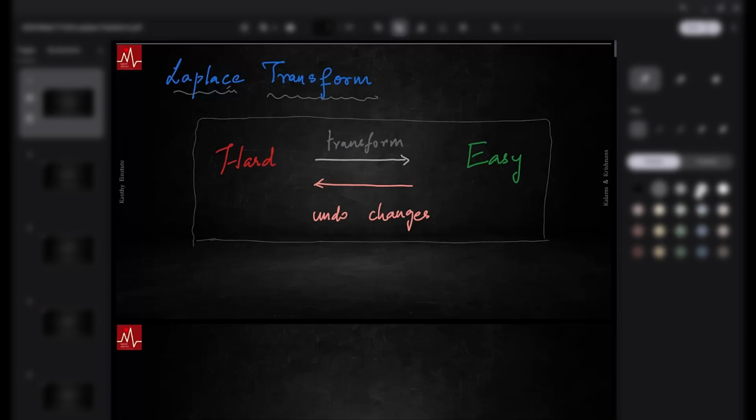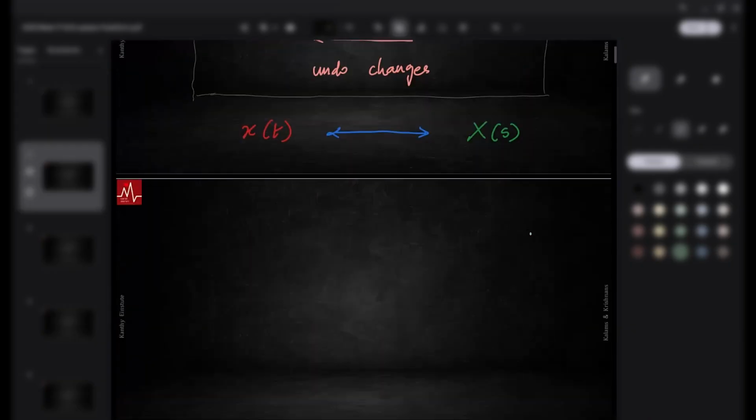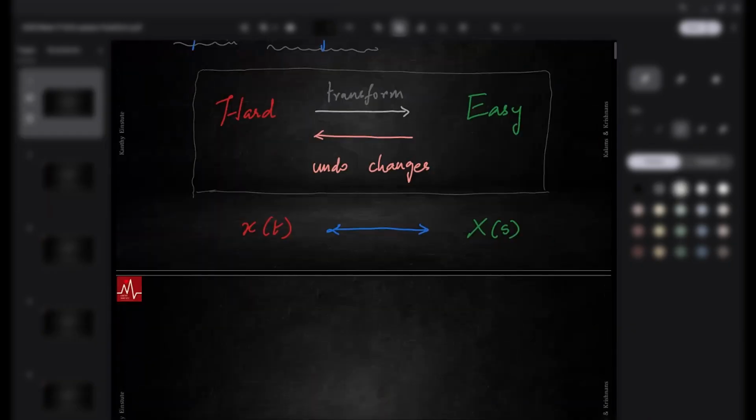Okay. And in Laplace transform, we go from time domain, X of t, right? This is represented as a double arrow. We go to the easy frequency domain. Okay, the forward direction is the Laplace transform. The reverse is this way. This is the inverse Laplace transform.